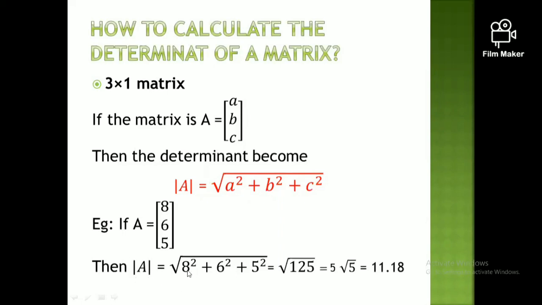So 8 squared is 64, 6 squared is 36, 5 squared is 25. If you add them together, it turns up to 125, the square root of it. For the square root of 125, you can get the third answer over here. If you're not familiar, you can straightforwardly find the square root of 125. That is 11.18.